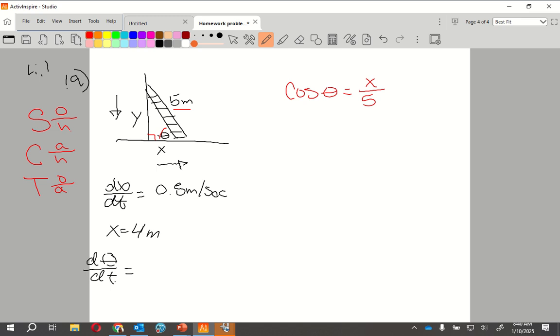Alrighty, let's go ahead and do a little math then. Let's see, multiply both sides by 5, make my life a little bit easier. So 5 cosine theta equals x. Take the derivative. What's the derivative of cosine? Yep.